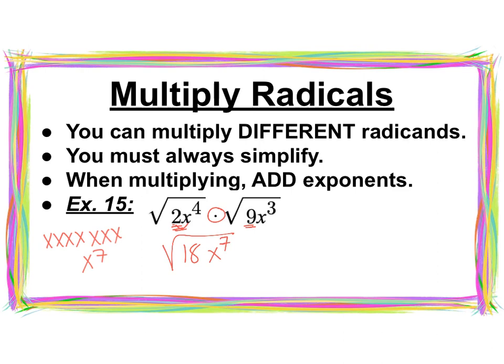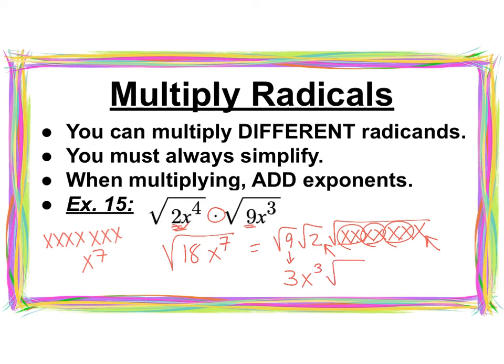But I need to simplify. So the 18, that has a perfect 9 times square root of 2. And then I have my 7 x's again. I can take out 3 groups, and I have 1 left over to go with that 2. So this becomes 3 from there. 1, 2, 3, so x cubed times the square root of 2x. That's my final answer.